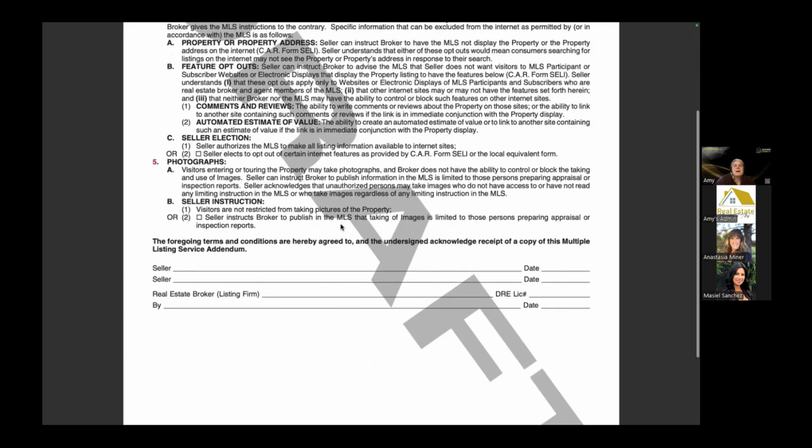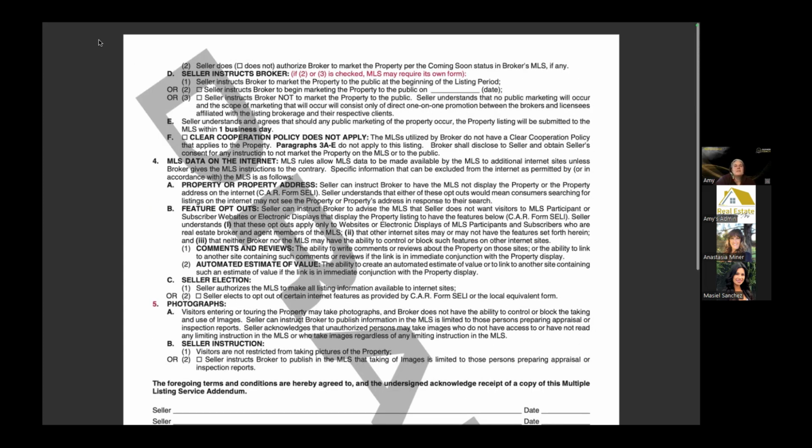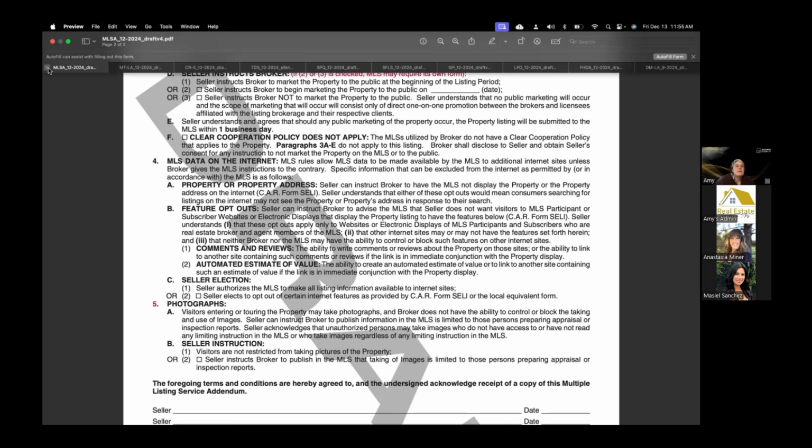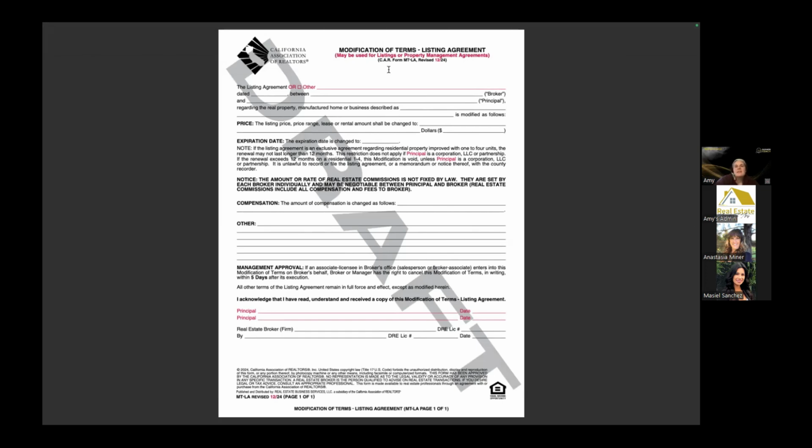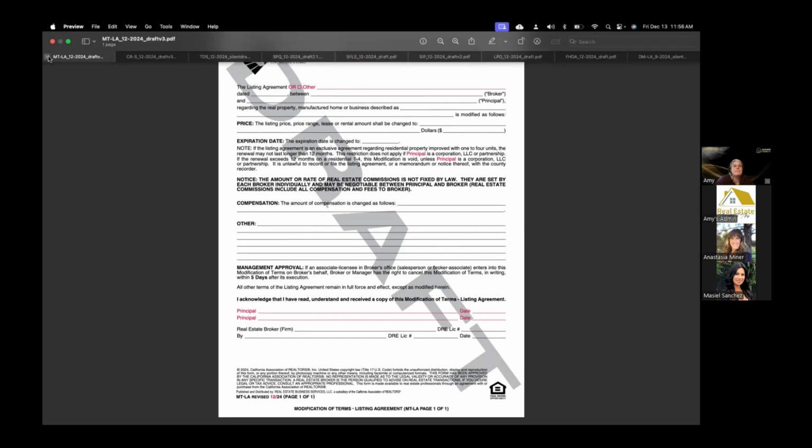All right, that's the MLSA, or the multiple listing service addendum. It attaches automatically to your listing agreement, just for the record. The next one is the modification of terms for the listing agreement. This is going to be used either for listings or property management agreement. So we have listing agreement or a box for other, in case it was a property management agreement. It updated from seller to principal. Not a big deal there. Same thing at the bottom. It updated from seller to principal. So super minor changes on that modification of terms form.